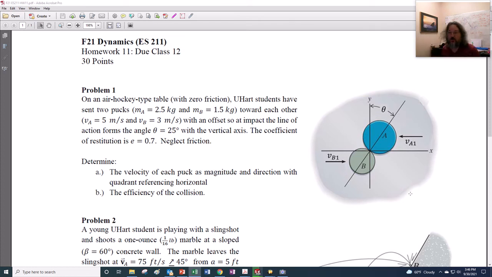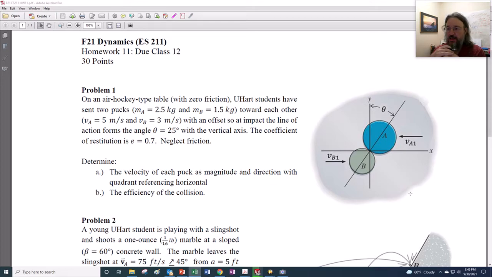Okay, so we're doing homework number 11. Wow, the semester is just flying by. And this is our last homework for particle kinetics. After this, we're going to have exam 2. This is the last topic on exam 2 in particle kinetics.